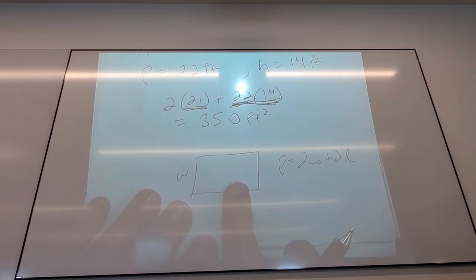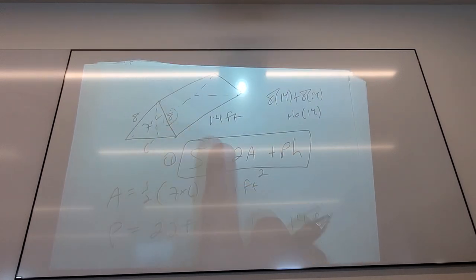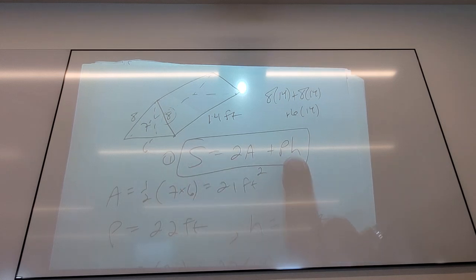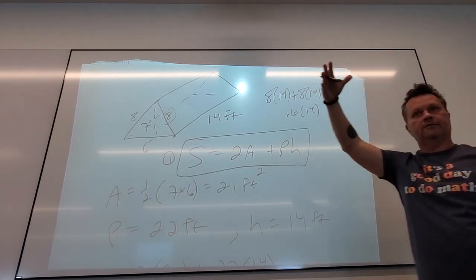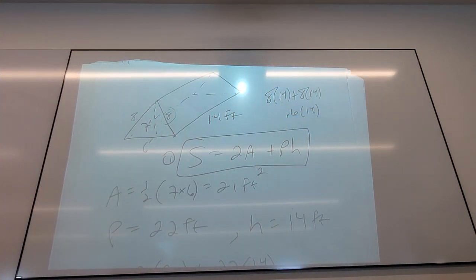Any shape they give me, I don't have to know its perimeter formula. I could just add up all the sides. Any shape they give me, I don't necessarily have to know its surface area formula. I can just add up all the sides' areas. You guys with me? Why does that make sense? Because surface area is the 3D analog to perimeter.